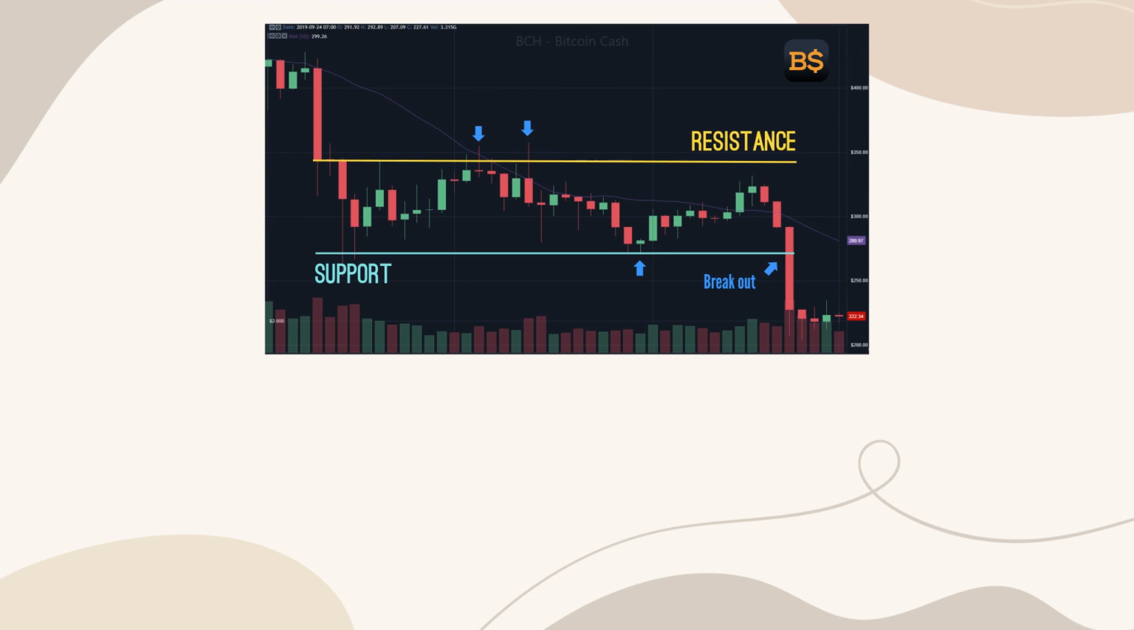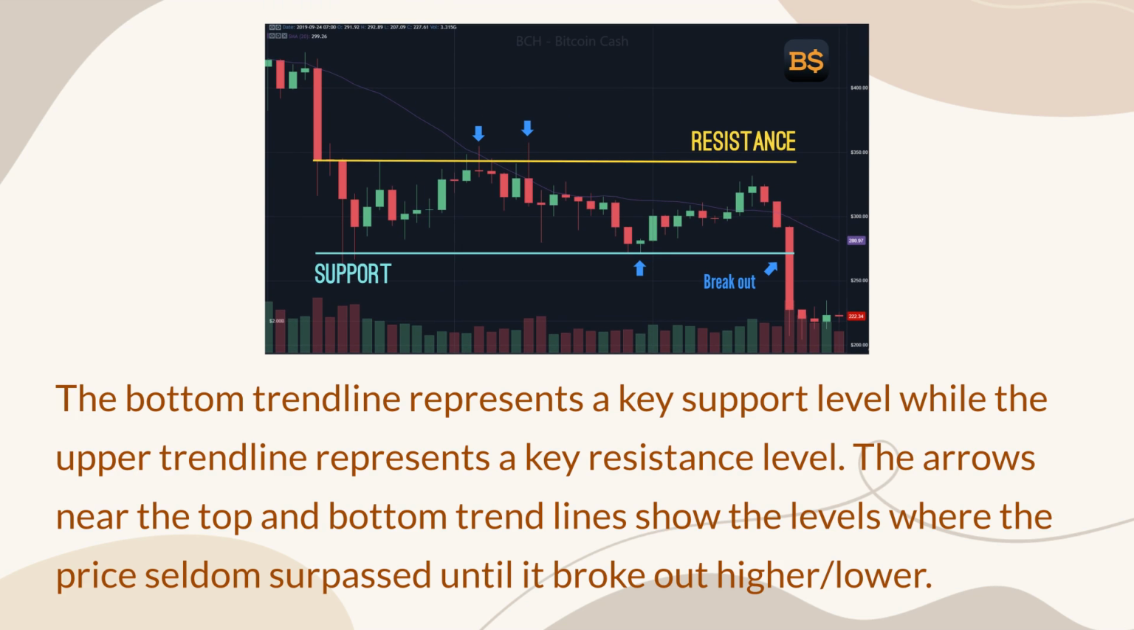As you can see in the picture, the bottom trend line represents a key support level, while the upper trend line represents a key resistance level. The arrows near the top and bottom trend lines show the levels where the price seldom surpassed until it broke out higher or lower.